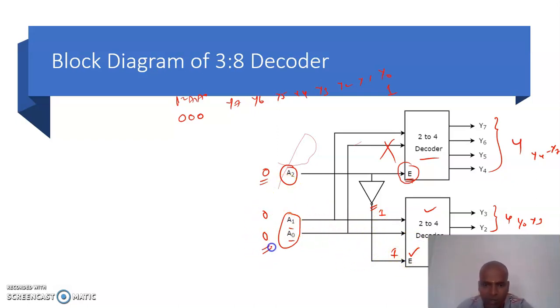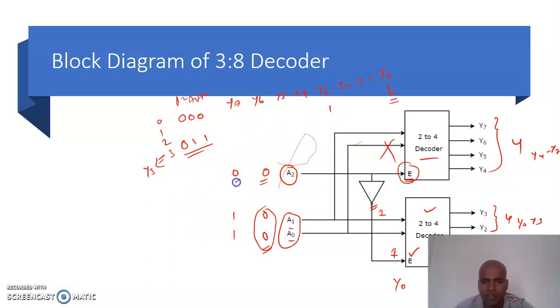According to the 0, 0 input condition, this is the lowest combination, so the output comes in the lowest position, which is Y0. So for the 000 condition, output Y0 is equal to 1. Similarly, let me take 0, 1, 1. This is 0, 1, 2, and this is the third one, so the Y3 output will be high. So 0, 1, 1, Y3 is 1.